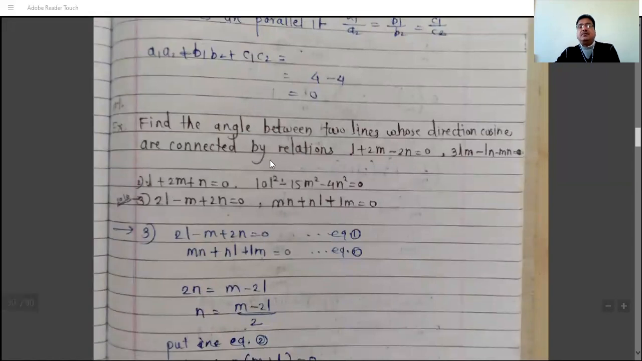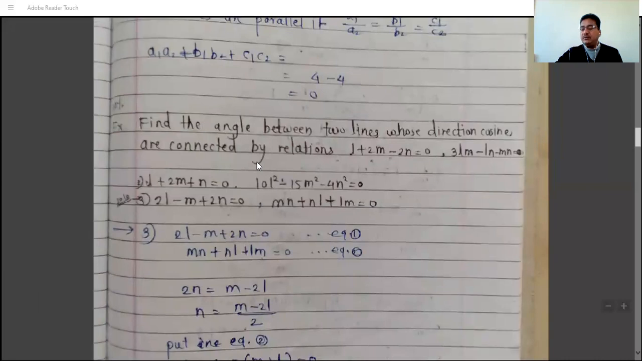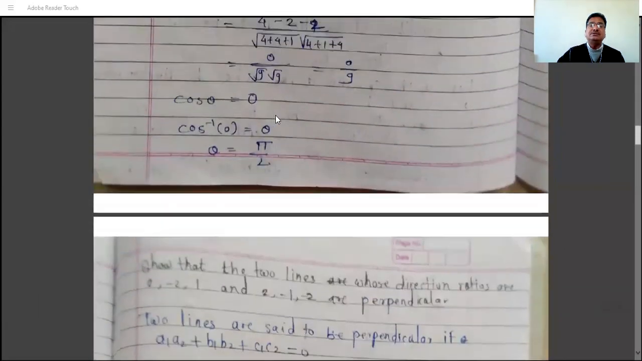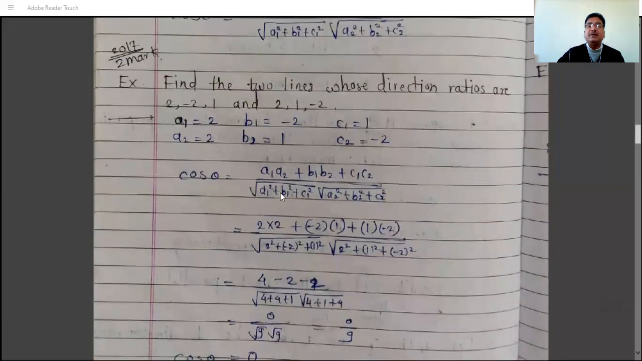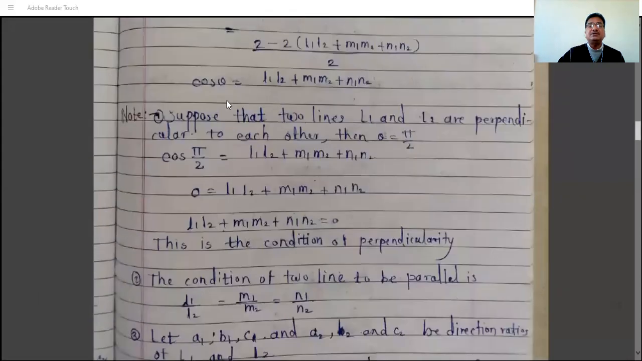The next example is to find the angle between two lines whose direction cosines are connected by these relations. We can find the angle between two lines if we know either their direction ratios or direction cosines. If we know the direction ratios, use this formula: cos theta is equal to a1 a2 plus b1 b2 plus c1 c2 divided by root a1 square plus b1 square plus c1 square, root a2 square plus b2 square plus c2 square. And if the direction cosines are known, then use the formula cos theta is equal to l1 l2 plus m1 m2 plus n1 n2.